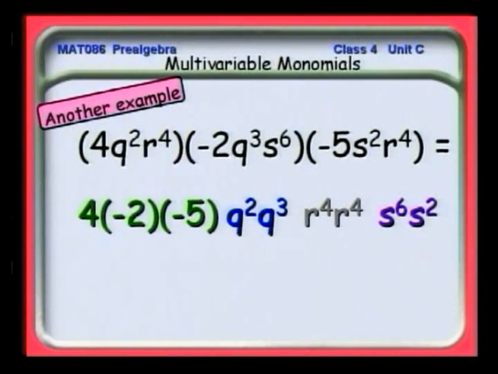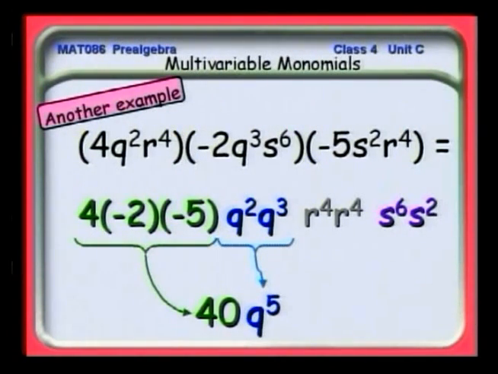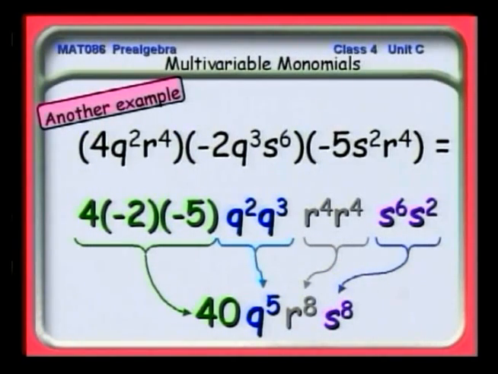Now I'm ready to complete the math. 4 times minus 2 times minus 5. Minus times minus is a plus. 2 times 5 is 10 times 4 is 40. Even I can do that one in my head. Q squared times q cubed is q to the 5th. R 4th times r 4th is r to the 8th. And s 6th times s squared is also going to be s to the 8th.